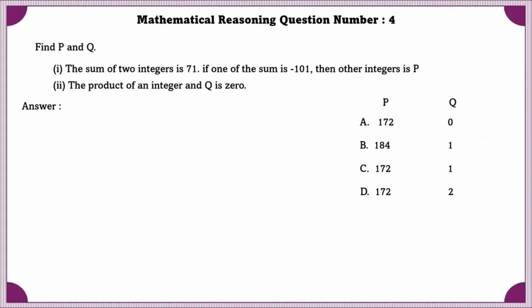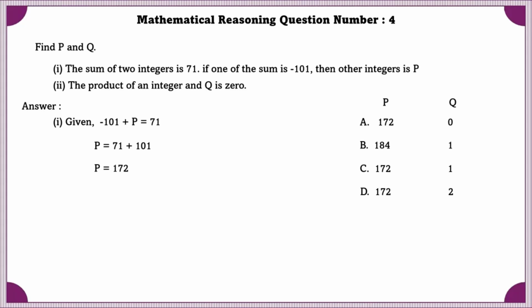Mathematical reasoning question number 4. Find P and Q. First one. The sum of two integers is 71. If one of them is minus 101, then the other integer is P. Given minus 101 plus P is equal to 71. If we take minus 101 to other side, it will become plus 101. So 71 plus 101 is equal to P, that is 172.